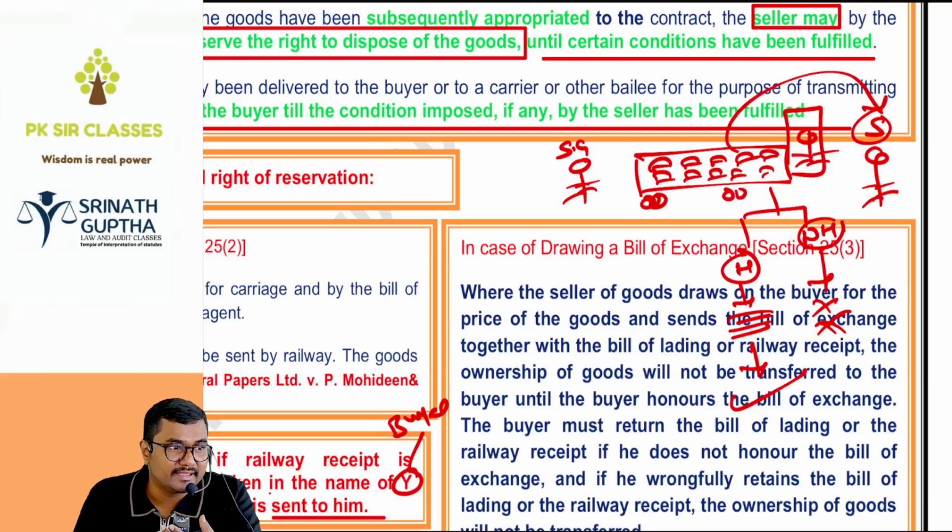What am I doing here? Reservation of right of disposal. The cars are given to Sahiti. Can she sell? No, because the keys are not given and the documents are not given. Done.